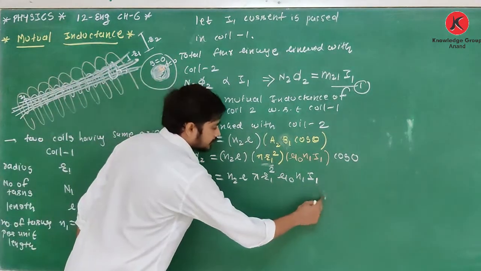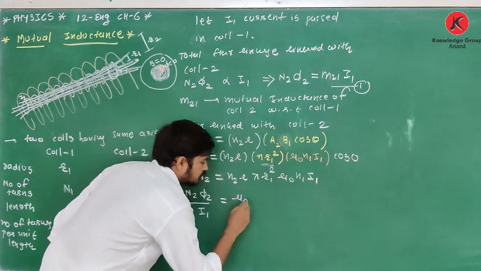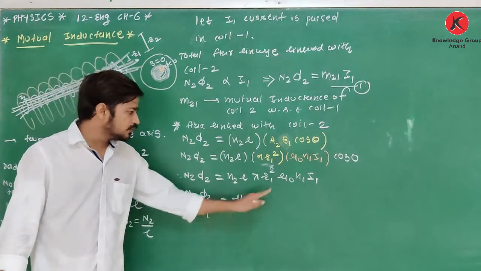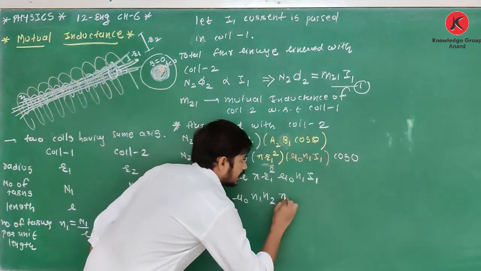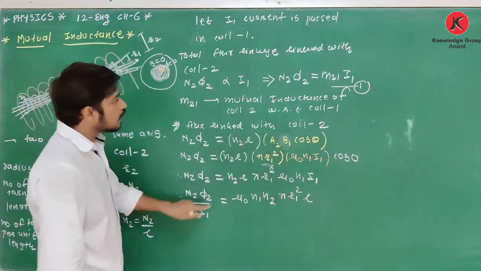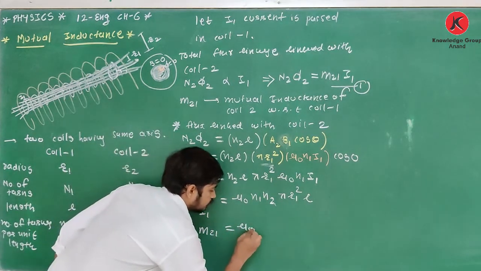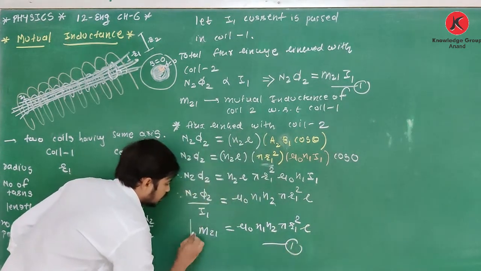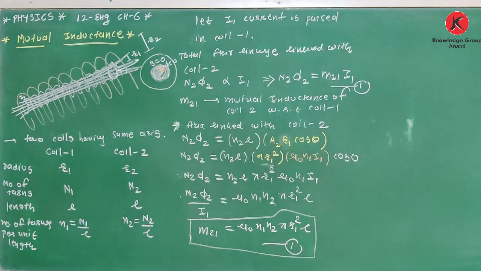Any doubt? Now take this I1 this side, so N2 phi 2 upon I1 is equal to mu 0, then N1, then pi R1 square, here it is L. Now from this, N2 phi 2 upon I1 is nothing but M21, equal to mu 0 N1 N2 pi R1 square L. It is equation number 1. That is the mutual inductance of coil 2 with respect to coil 1. Clear about this?